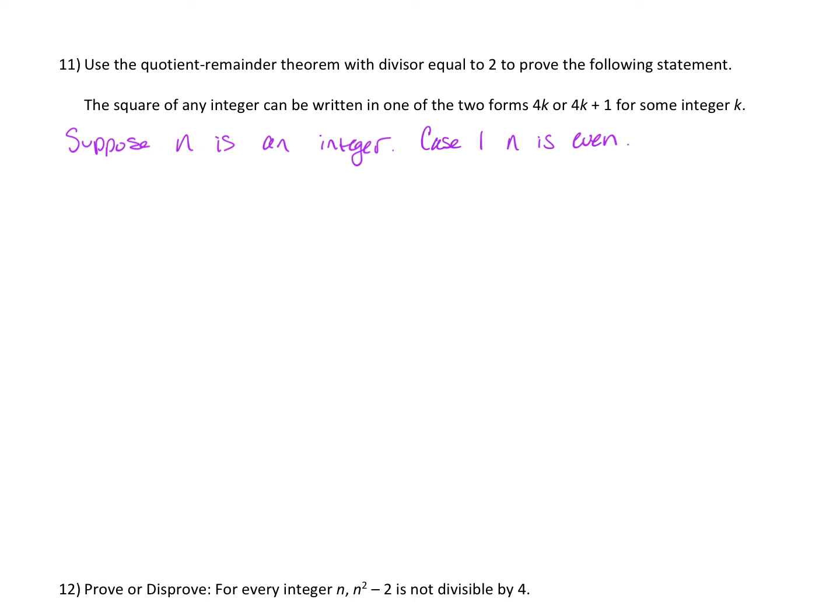Okay, so these are our cases because they told us to use the quotient remainder theorem with divisor equal to 2. So when the divisor is 2, there are two cases. Either the remainder is 0, in which case n is even, or the remainder is 1, in which case n is odd. So we have two cases, n is even and n is odd. So if n is even, then n equals 2k for some k in Z.